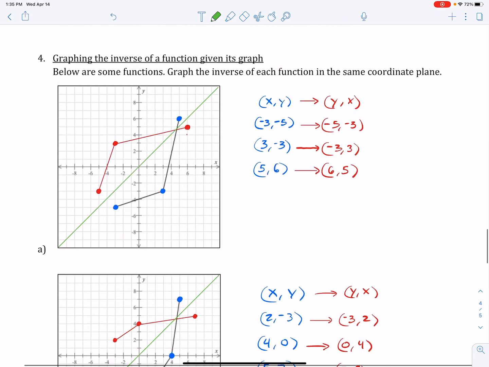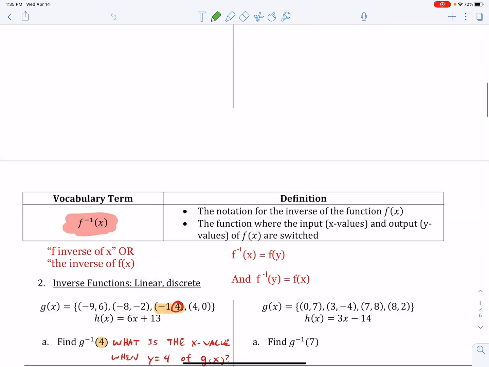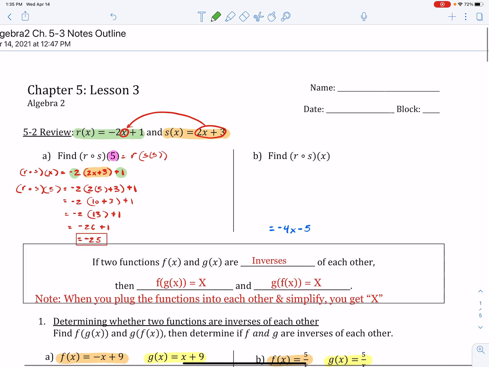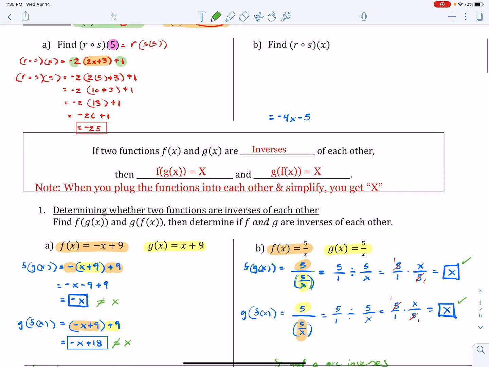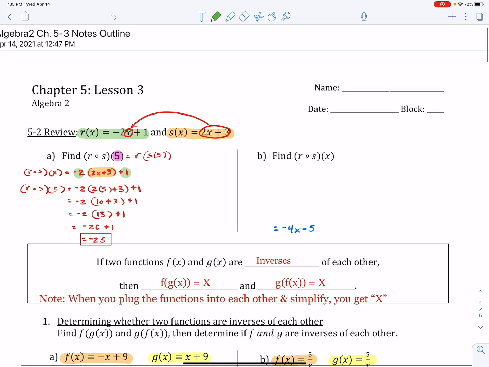And that's going to be the conclusion of 5.3. We'll do lots of practice in class to get comfortable with dealing with the inverse of functions as well as the composition of functions. With that being said, good luck everyone on your notes.